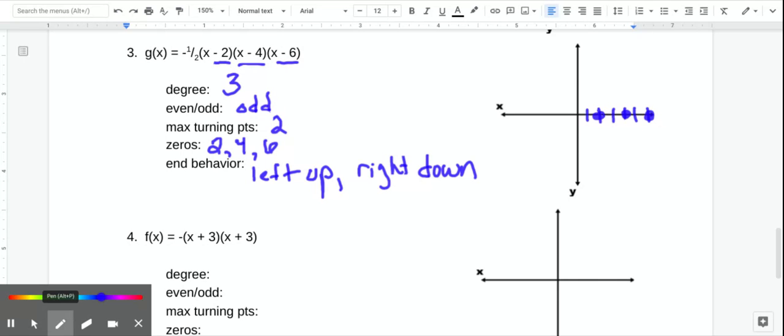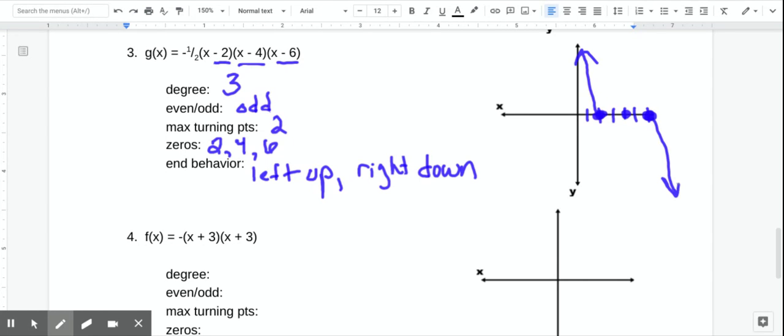So now that we know that, we can use that information on our graph. So we know that to the left, from your leftmost zero, it's going up from there. And from the zero all the way on the right, it's going down. Now, in between here, we need to figure out what's going on. At most, there's 2 turning points.